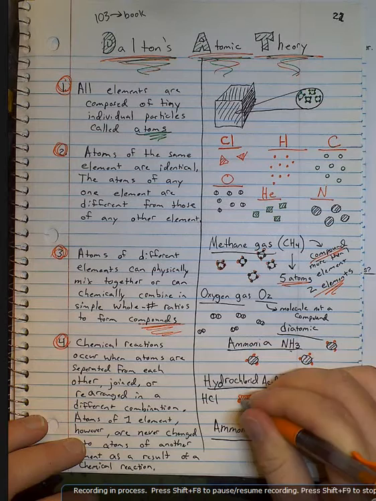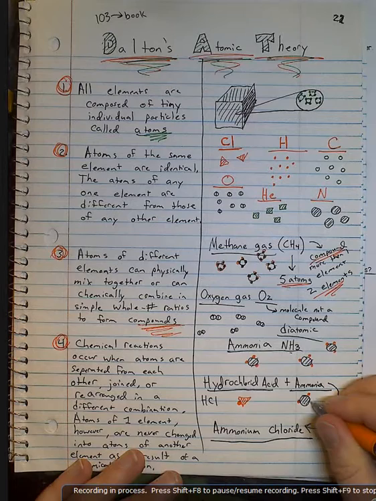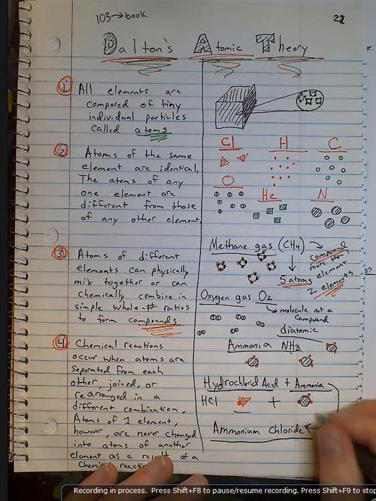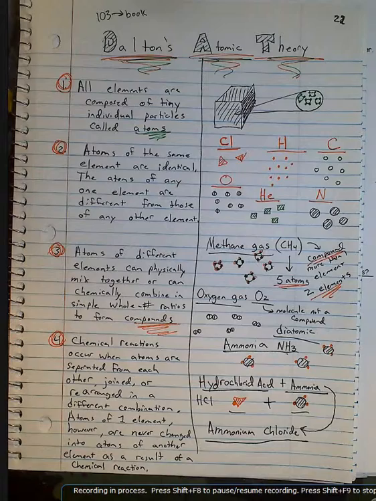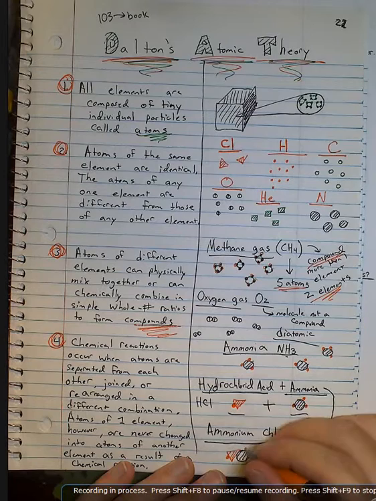And our ammonia, which is going to be one of these guys. Now we are not allowed to create or destroy matter. So we're going to take this guy plus this guy, and we're going to make ammonium chloride. And for this one, we're taking two separate things and just combining them together. And there we have it. There's our picture notes today.